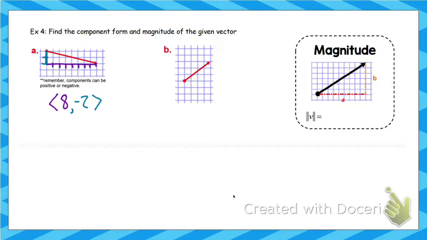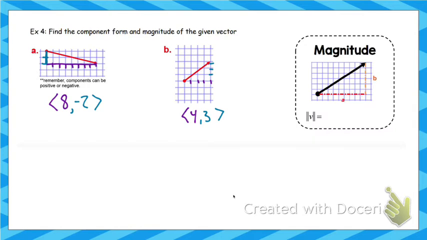All right, let's look at the next one. Let's find our x component. So I went 1, 2, 3, 4. And I went up 1, 2, 3. So that's my component form. We're also going to find magnitude. So magnitude is the length of the vector. Now, if you think about it, if you know the horizontal distance and the vertical distance, it's going to be pretty easy to find the diagonal distance because that's a right triangle.